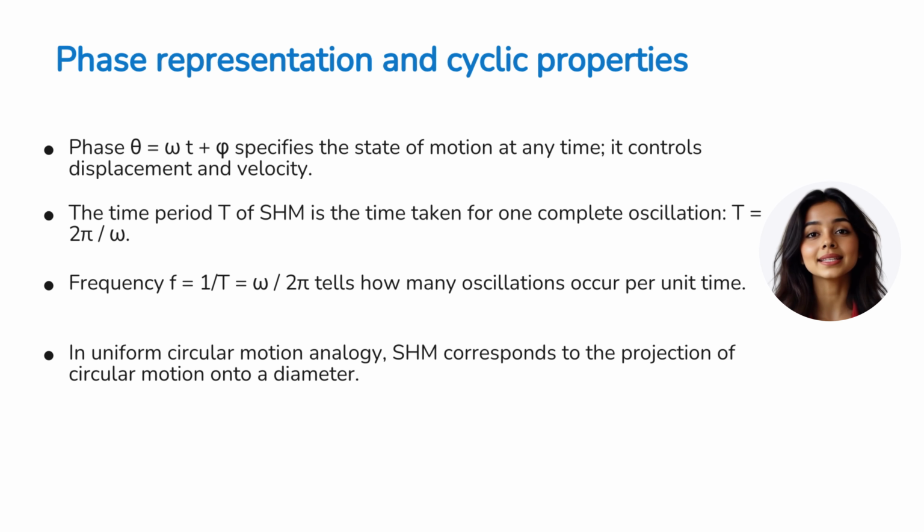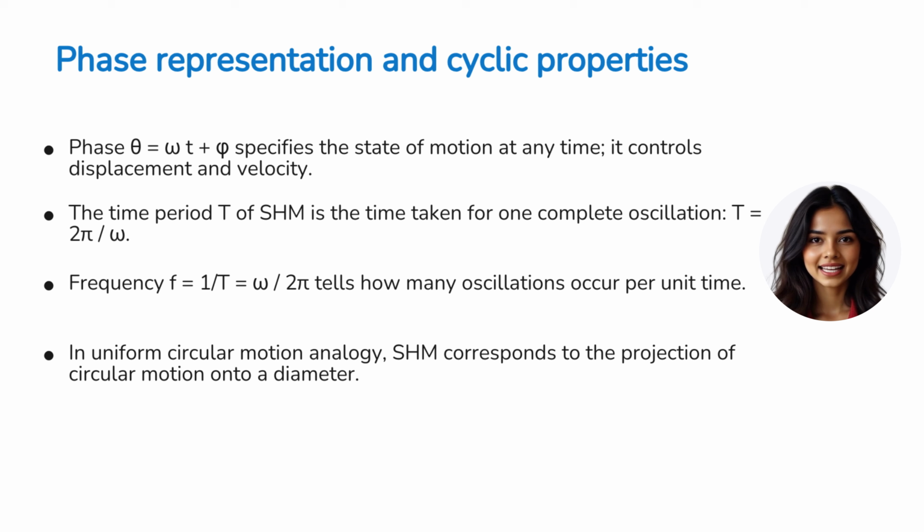The time period, T, is the duration for one full oscillation, from a starting point back to the same spot going the same direction. Mathematically, time period is 2 pi divided by omega. So, if you know the angular frequency, you can find how long it takes for one complete oscillation in seconds. Frequency, f, complements this by telling you how many oscillations happen each second. It's 1 over T or omega over 2 pi, measured in hertz.